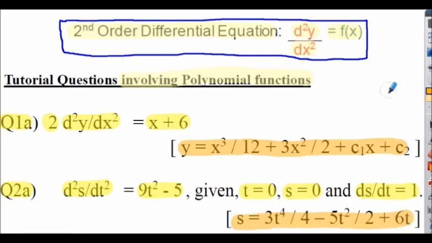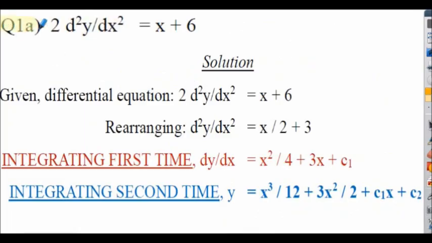I would encourage you to stop the presentation and attempt questions 1a and 2a, but the full worked solutions to both questions will be shown on the following slide. So here's the solution to question 1a. The question is stated in the form of 2 multiplied by d2y by dx squared equals x plus 6. But what we're going to do is rearrange the equation into the form of d2y by dx squared equals a function of x by simply dividing both sides by 2. So on the left hand side we have d2y by dx squared, and on the right hand side we simply divide the x by 2, so x upon 2, and the 6 by 2, so that's plus 3.